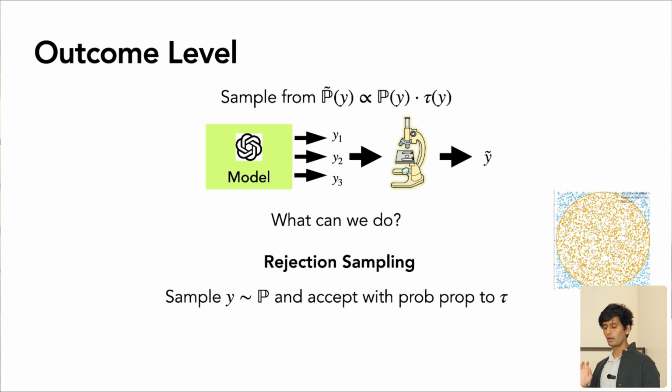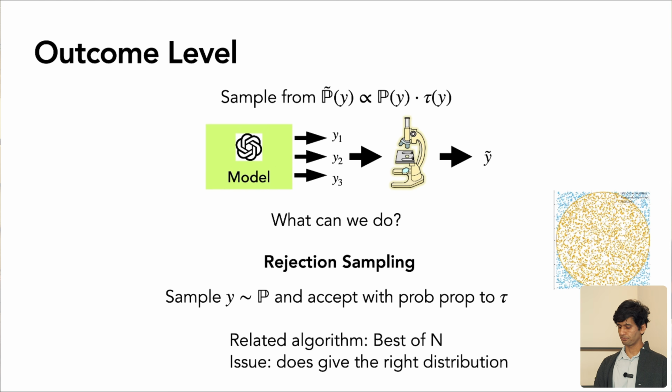More formally, what you would do is sample from P and accept with probability proportional to your reward model tau, right? And it turns out it's easy to show that this will output a sample from the distribution that you care about.